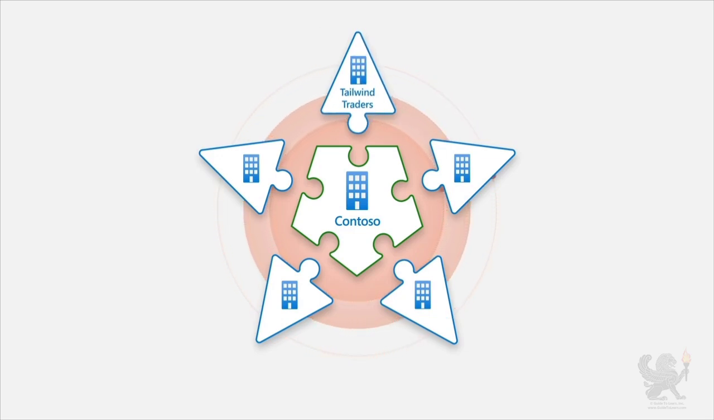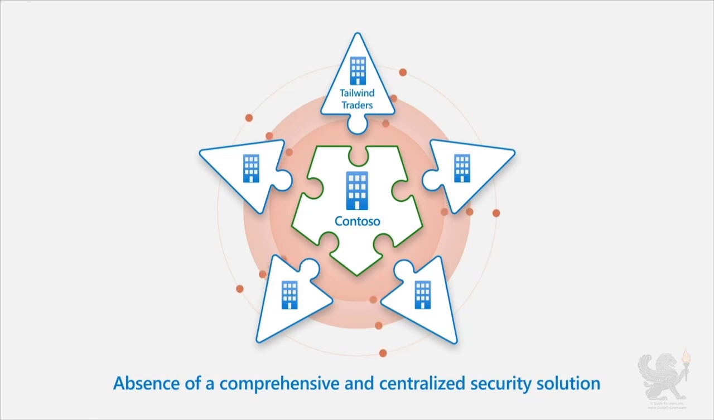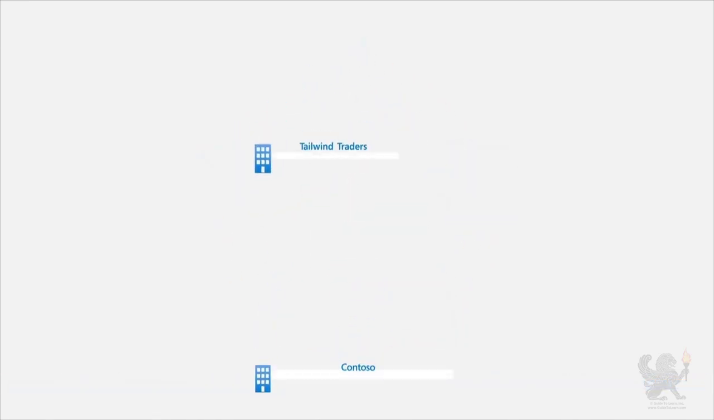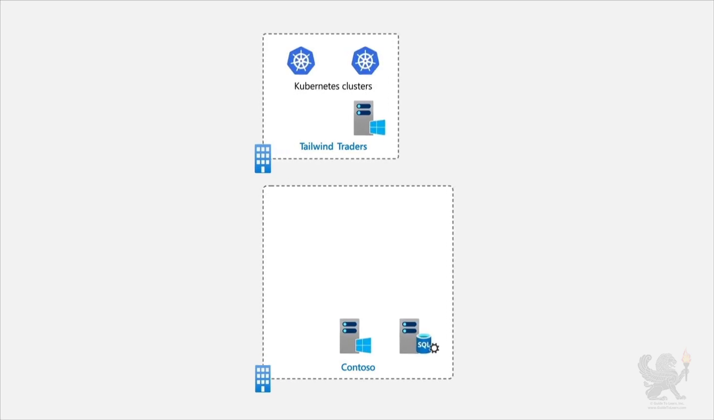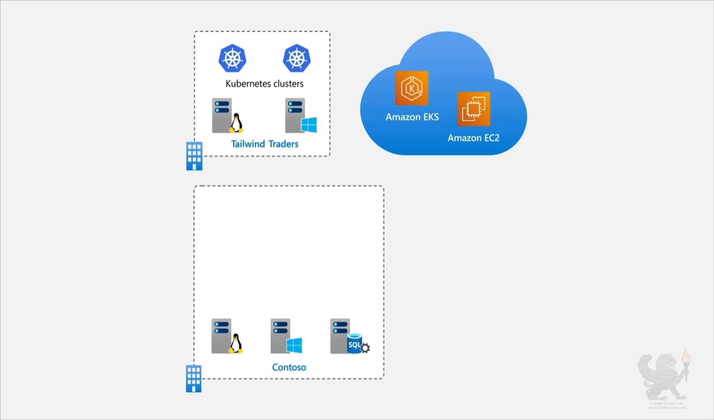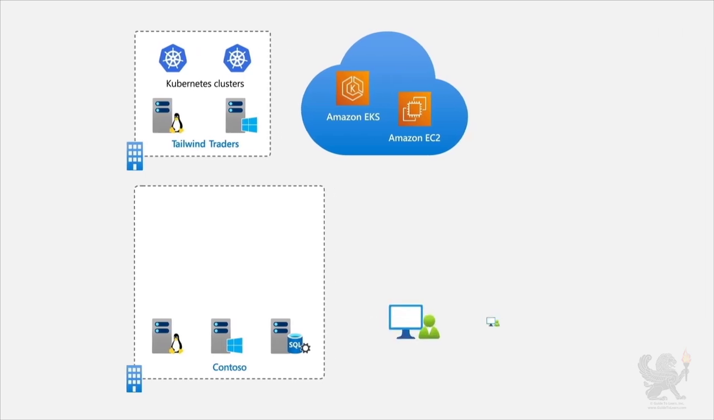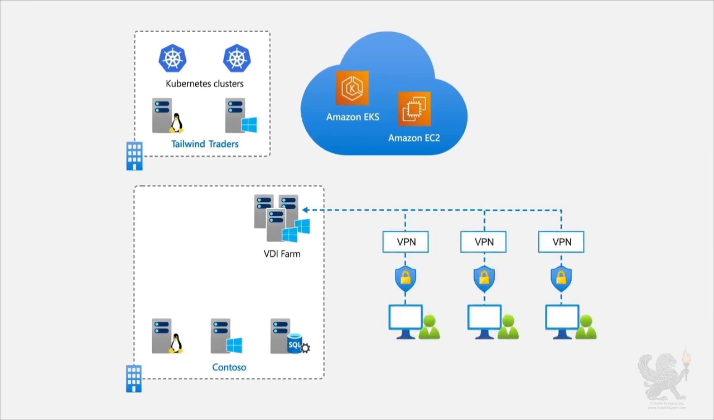There are no clearly defined hardware or software standards or existing third-party solutions that would provide a comprehensive centralized security solution. On-premises servers run a mix of different Windows OS versions and a range of more common Linux distributions. The existing cloud presence is limited to a small deployment of compute workloads at Tailwind Traders in the AWS public cloud. Remote users rely on VPN to connect to an on-premises virtual desktop infrastructure, or VDI, farmed from personal computers running Windows Client OS. An on-premises SIEM solution collects event log data.